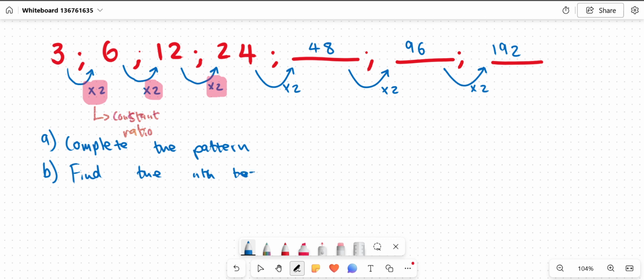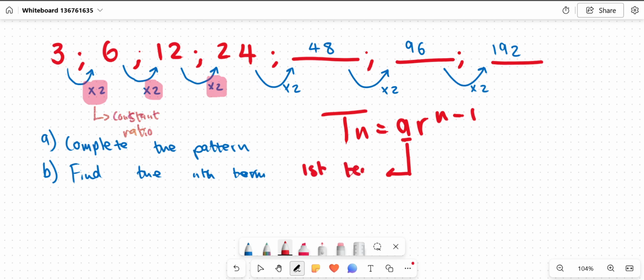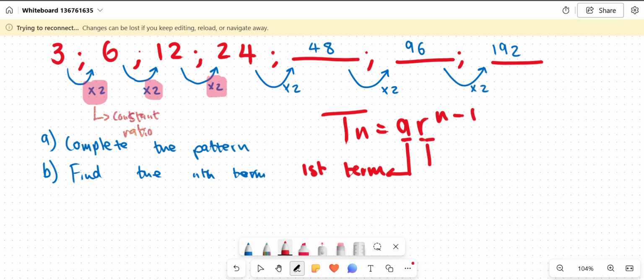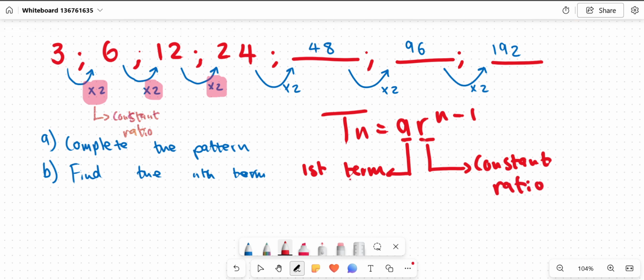So to find the nth term, we're going to have to understand what this formula here means. So we have this general formula for a geometric pattern. The a there stands for the first term of the pattern, just like as you have it in your arithmetic. But this r here is therefore our constant ratio. It's the number that you keep multiplying from term to term.